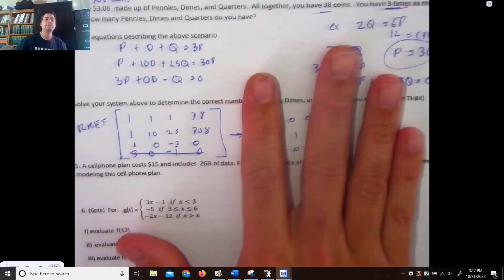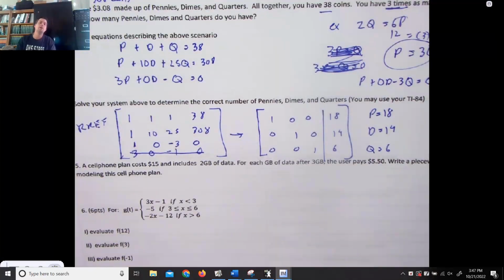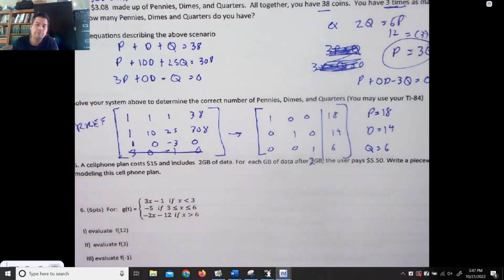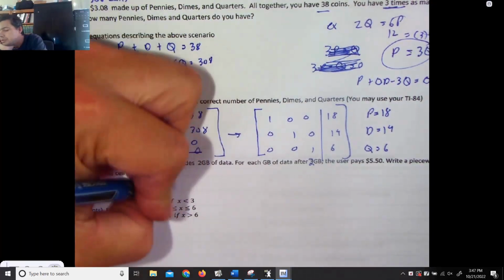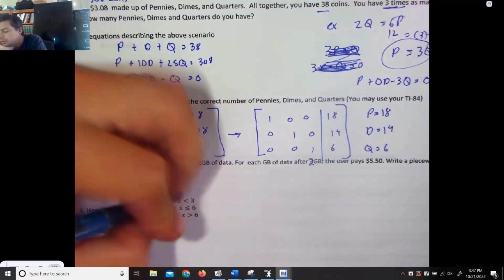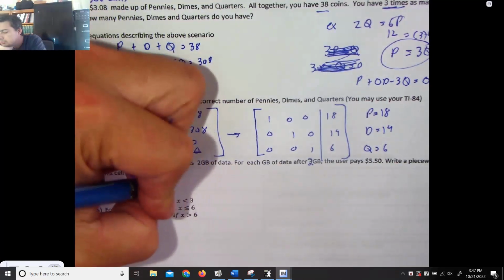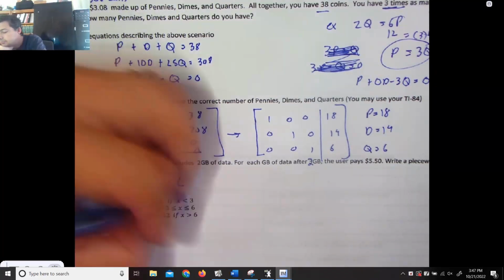The next one is a piecewise function. A cell phone plan costs $15 and includes 2 gigabits of data. For each gigabit of data after, that should say 2 gigabit, that needs to be fixed, the user pays $5.50. Write a piecewise function modeling the cell phone plan. So it is a piecewise function. It has 2 pieces to it. Cost as a function of, let's say, data.